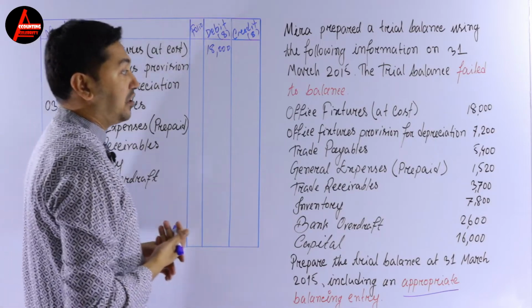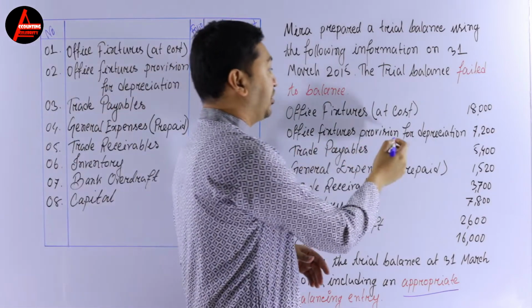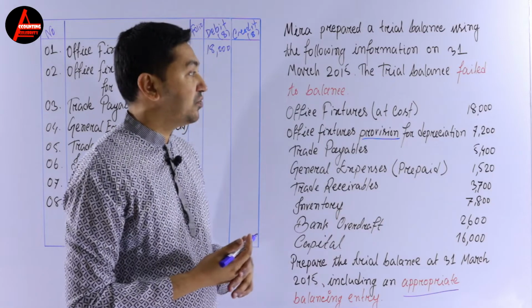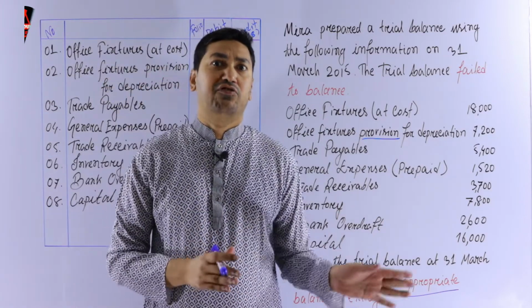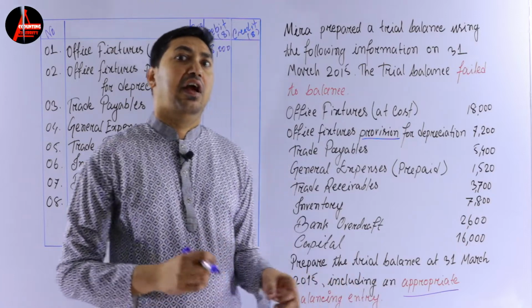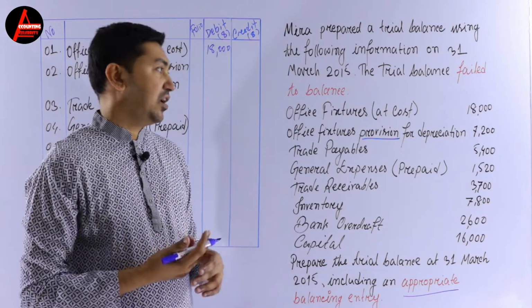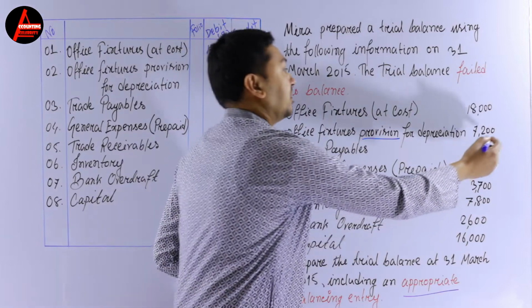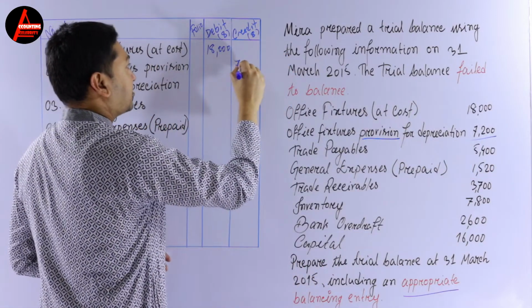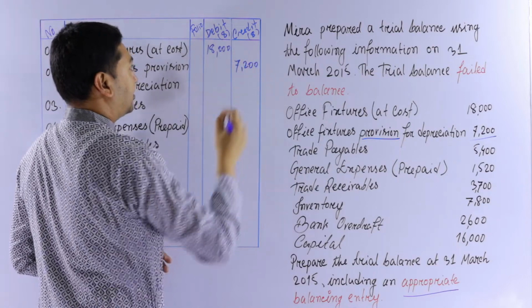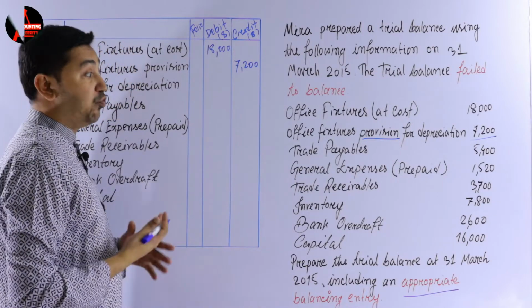Next one you have office fixtures provision for depreciation. Provision of all kinds will come in the credit side because it is a liability and it is a reserve for the future. So it is $7,200, we have to write on the credit side. So write $7,200.